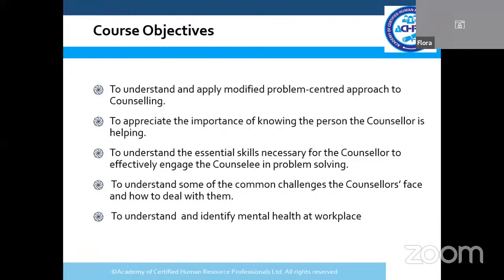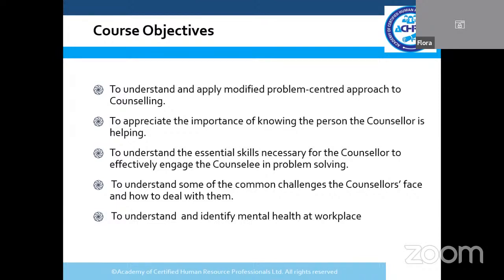By the end of this training, we are going to understand and apply the modified mode. Some of you are saying, yes, you are HRs, you have clients who have issues. How are you going to come in and intervene and help these clients who have issues by using the problem-centered approach to counseling? Because we have so many approaches. Which one are you going to use so that you can be able to help that employee? We are going to look into that.